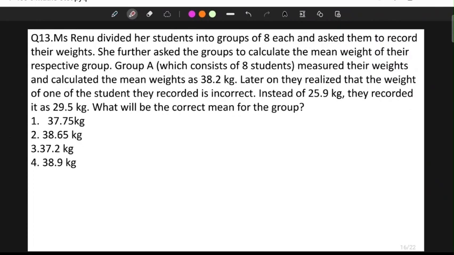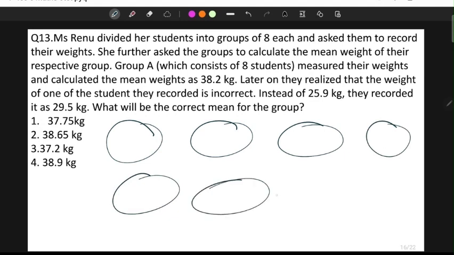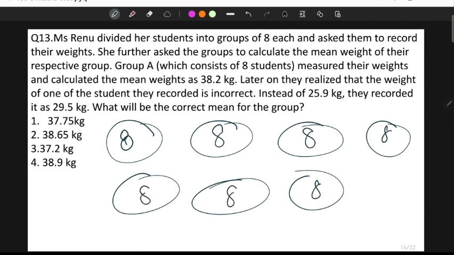To answer this question, first let us understand the question. What they have given is that Renu, the teacher, has divided her students into certain groups, and in each group there are 8 students. She said to first calculate the weight of each student and then calculate the mean, that is the average, of each group. So there were 8 students in each group, and they calculated their individual weights and then the mean, the average of each group.